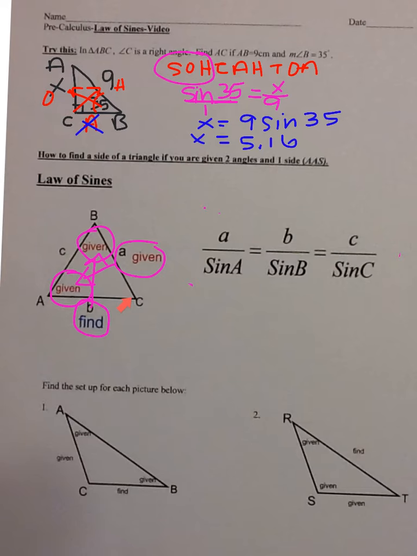Now, you could always find angle C by using the sum of the angles of a triangle is 180. But I'm not asked to find side C. I'm asked to find side B. So remember, when you use law of sines, you have to have angle, side opposite, angle, find the side opposite. Okay, so let's just take a look at these setups down here.